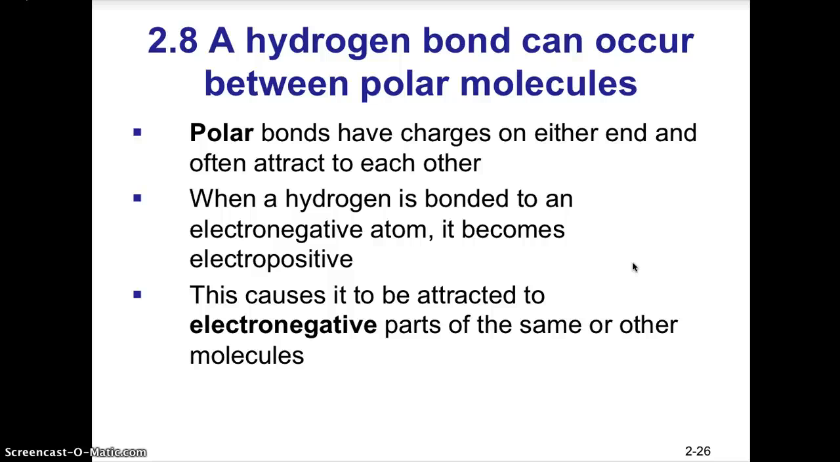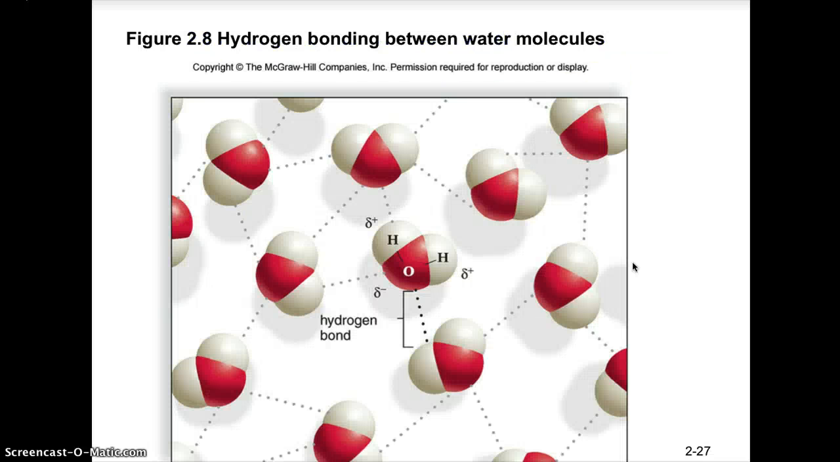And this is where we start to see our last type of bond, called a hydrogen bond. A hydrogen bond can occur between polar molecules. And here, if you were to visualize the water molecules in a glass of water, this is how they would orient themselves. Here you see one water molecule with two hydrogen atoms and one oxygen, with the partial positive charges at the hydrogen end and the partial negative charge at the oxygen end. The partial negative from one molecule is going to be attracted to the partial positive hydrogens of another molecule. That attraction between the partial charges is what we call the hydrogen bond.